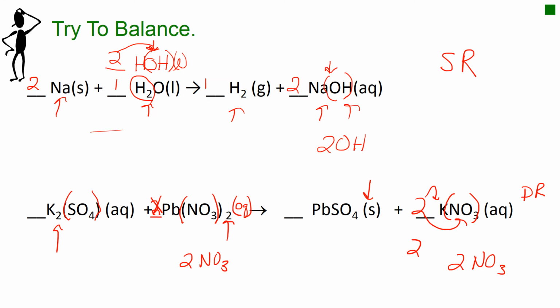I have 2 potassiums. Now let's count the lead. I've got 1 lead, and 1 sulfate, and 1 sulfate. So this equation is balanced with a 1, a 1, a 1, and a 2. Sounds like a dance step.